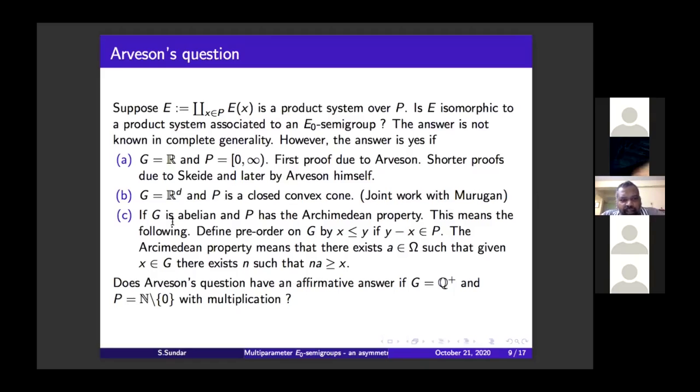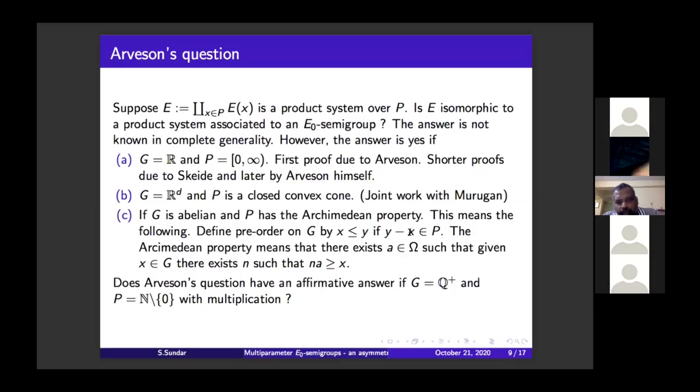In fact, you have more. If G is abelian and P has the Archimedean property, then yes. What it means is that there is an order on G which is defined as follows. That is, x is less than or equal to y if y minus x belongs to P. So this is the usual order in the one-dimensional case. If G is R and P is [0, infinity), this is the usual order.